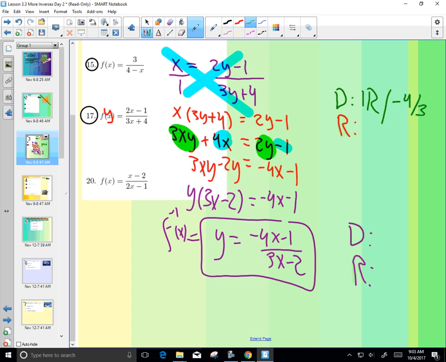All right. So now, what is the domain of this thing? What's the domain of it? All reals except what can't you have? 2/3. Okay. So if this is the inverse domain, what's the regular function range? All reals except what? 2/3. And what is the range of the inverse? All reals except negative 4/3. How clean is that?